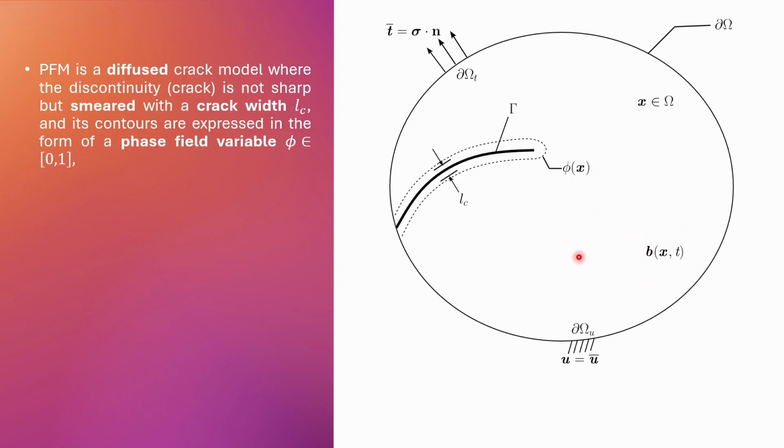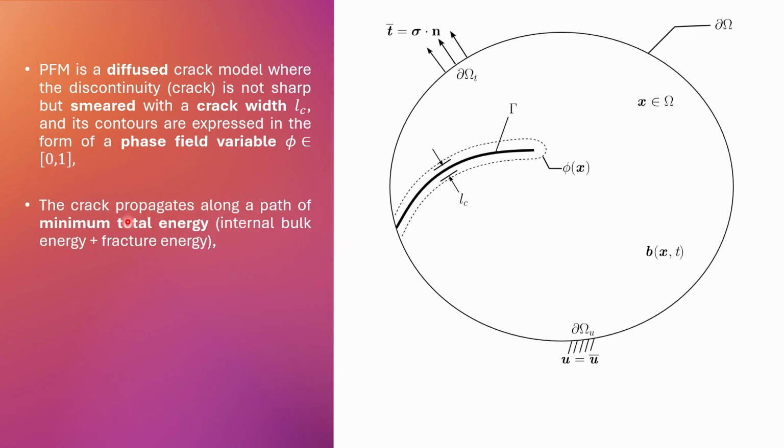Okay, so phase field model, PFM, is a diffuse crack model where the discontinuity or crack is not sharp but smeared with a crack width lc, and its contours are expressed in the form of a phase field variable phi, which goes from 0 to 1, where phi equals 0 means there is no crack, and when phi equals 1 there is a crack. The crack propagates along a path of minimum total energy, which is the internal bulk energy plus fracture energy minus external work done. Okay.